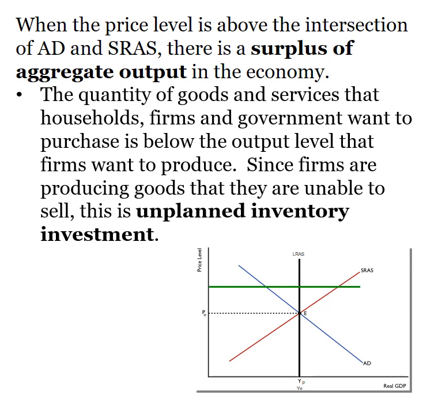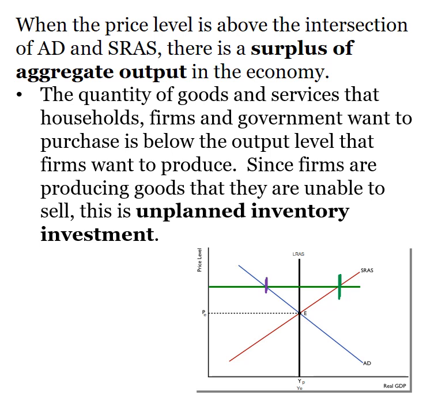Now, if we have a surplus, that means that the quantity demanded, the quantity of aggregate demand here, so that's demanded by households, firms, and government, is below the level that firms want to produce, the quantity of SRAS. So what that means is that if they're actually supplying this quantity, they have done unplanned inventory investment. Because when firms are producing goods, they expect to sell all of them. They hope to be at that market clearing level so that everything they produce gets sold.